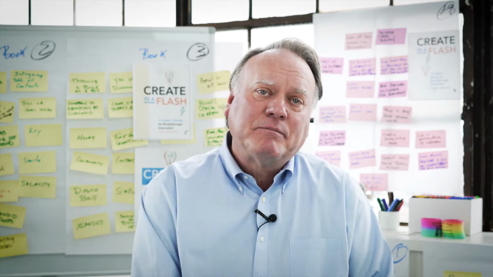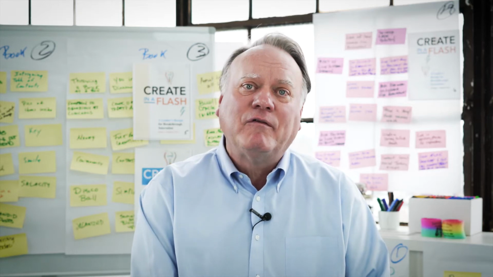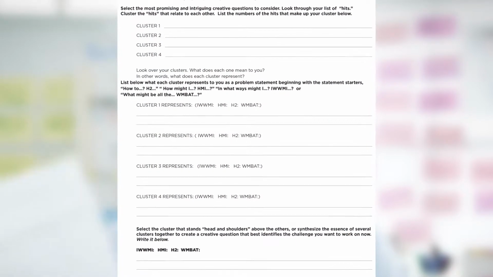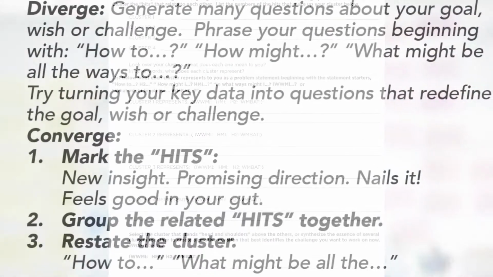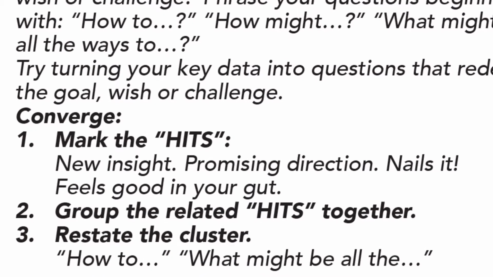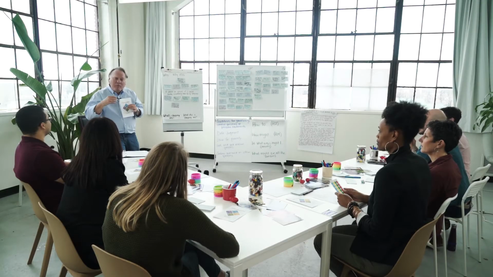If the book is the recipe, this video is your cooking lesson on selecting the best problem to solve using highlighting. You'll find the highlighting technique on page 2 of the Clarify the Problem handout. Here's where we're at in the creative problem solving process: we're in clarify, and now we're converging. We're selecting the creative questions or the problem statements that Tamara would like to take forward to generate some ideas for.